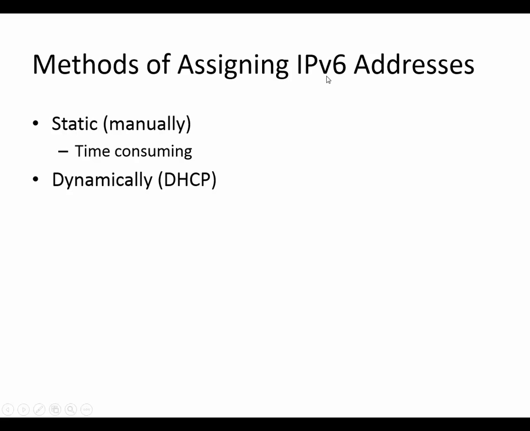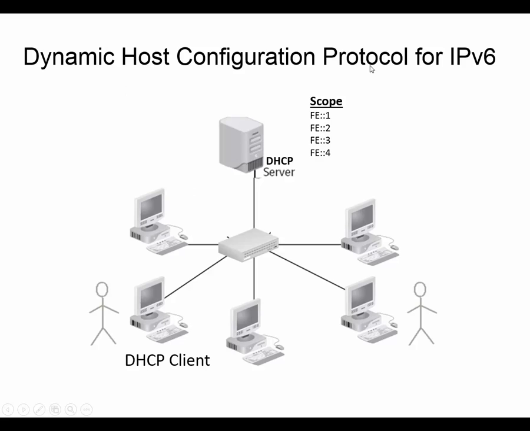Methods of assigning IP addresses. You can walk around to each individual computer and type in the IP address, or you can use the dynamic host configuration protocol, which we've already discussed. You can use the dynamic host configuration protocol with IPv6. So the DHCP client powers up and it sends a request to the DHCP server, which has a scope or a group of IP addresses. The DHCP server pushes the first available IP address down to the DHCP client, and now the DHCP client has an IP address.